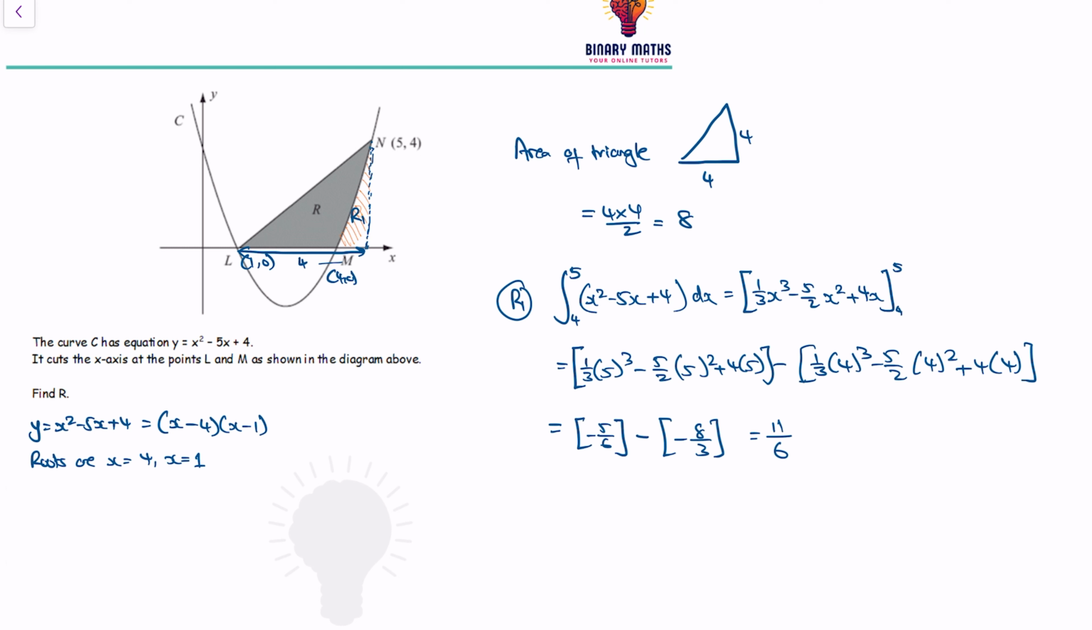Okay, all I need to do now is area of R is area of triangle take away R1, which is 8 take away 11 over 6, which is equal to 37 over 6. So that would be my answer. I'm just going to explain the triangle part again. For the area of the triangle, we know the base is 4 because the x coordinate of N is 5 and the x coordinate of L is 1. So 5 taken away 1 is 4. So the base is 4. And the height is 4 because the y coordinate of N is 4.